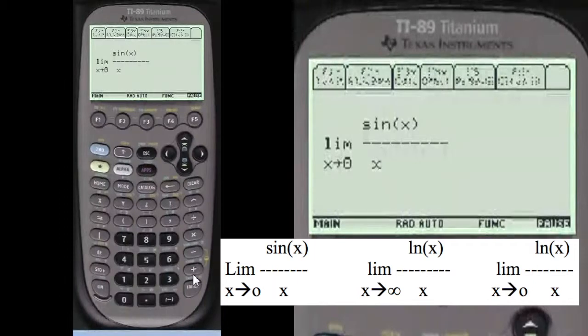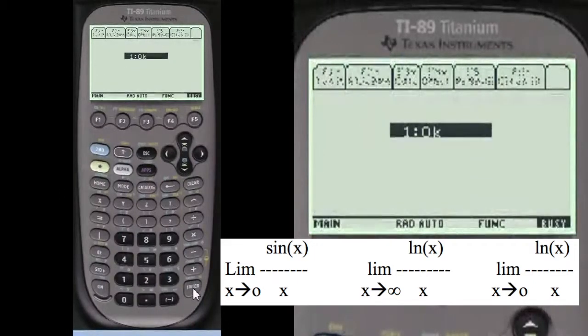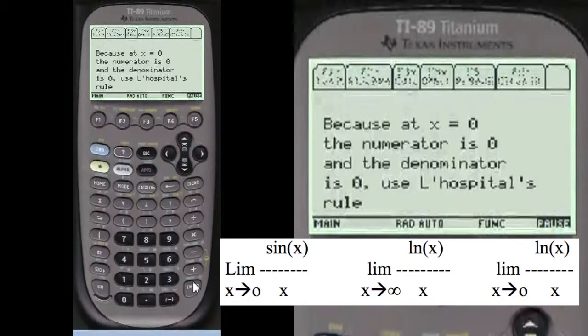I always show you what you've entered. You can change it if you made a mistake. I say it's okay. So here's one of the tricks with this L'Hopital's rule. Because at x equals 0, the numerator is 0 and the denominator is 0, we have to use L'Hopital's rule to find the limit.